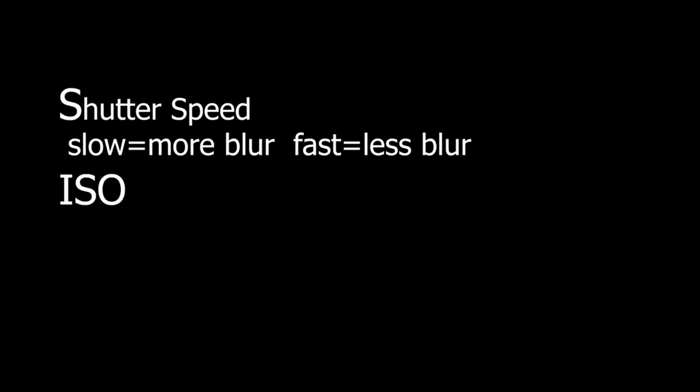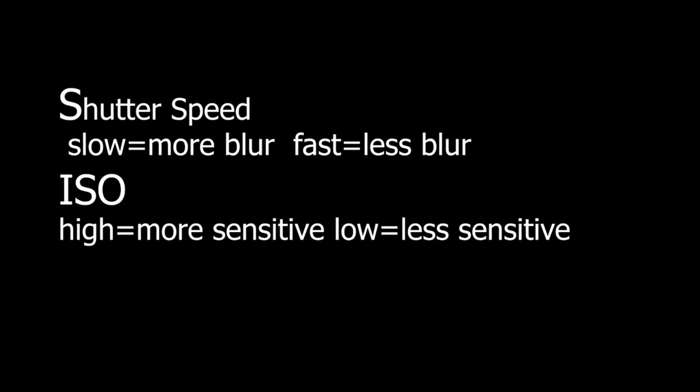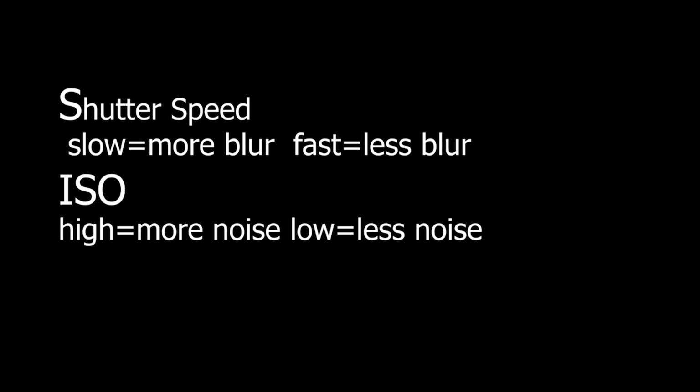ISO is how sensitive your camera is to light. The higher the ISO, the more sensitive it is to light. The lower the ISO, the less sensitive. Higher ISOs introduce grain into your image and lessen detail. Lower ISOs retain more detail and have less or no noise.